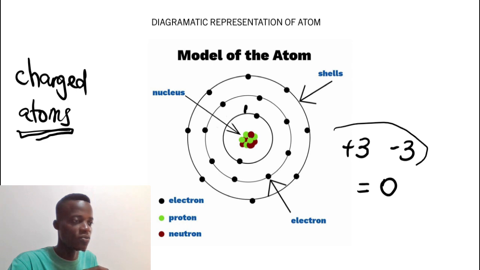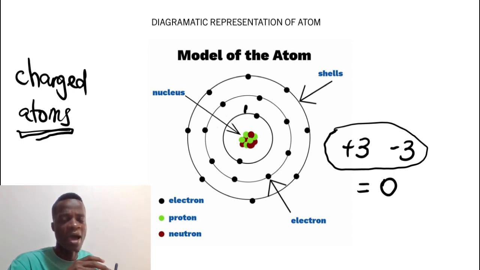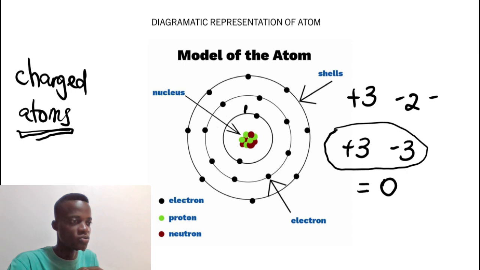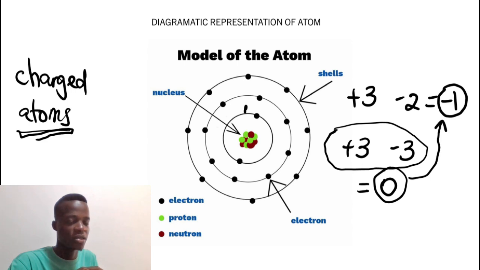Those species that have the same number of protons and electrons, we just call atoms. But whenever there's an imbalance, whether there are more protons than electrons or more electrons than protons, we now call them ions, because they will not be neutral. Let's assume the proton charge is plus three and the electron charge is negative two. When you add these two, you are going to have positive one. Or if it is plus three and negative four, you get negative one.